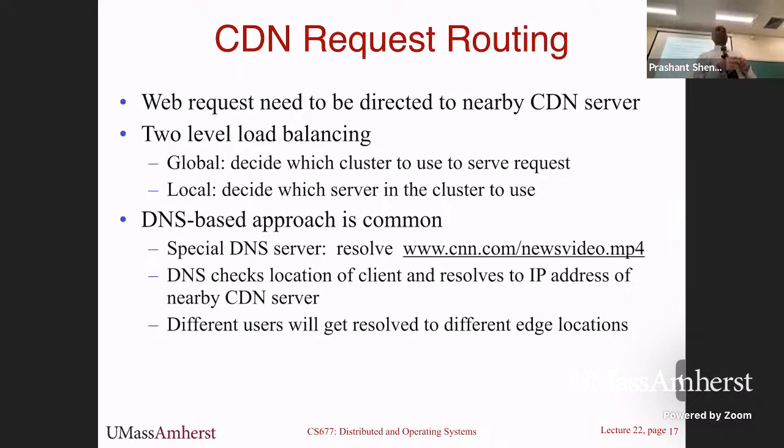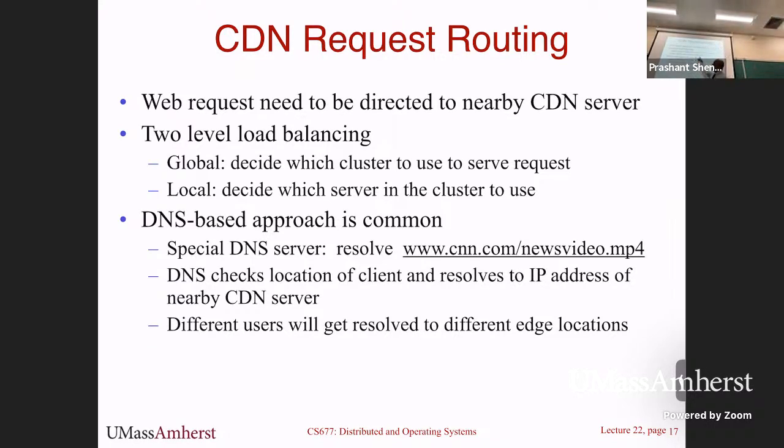Okay? So the way you are going to do this is the CDN is going to have a two-level load balancing policy. There's a global load balancer that's done at a DNS level. That's saying, okay, here is a DNS request, where is this client? I'm going to send them to this edge location. Okay? So you'll go to an edge location that's nearby.